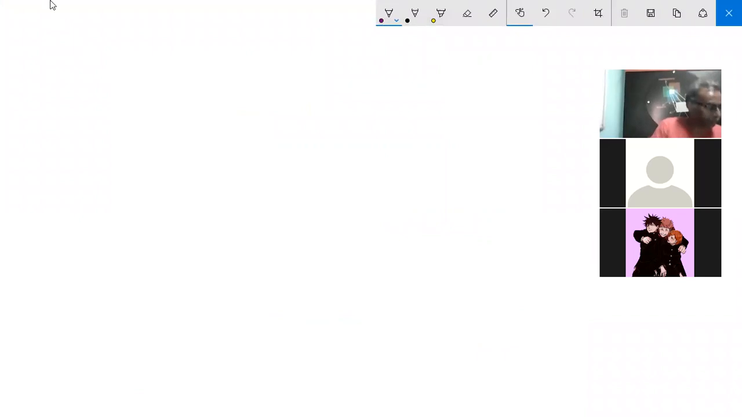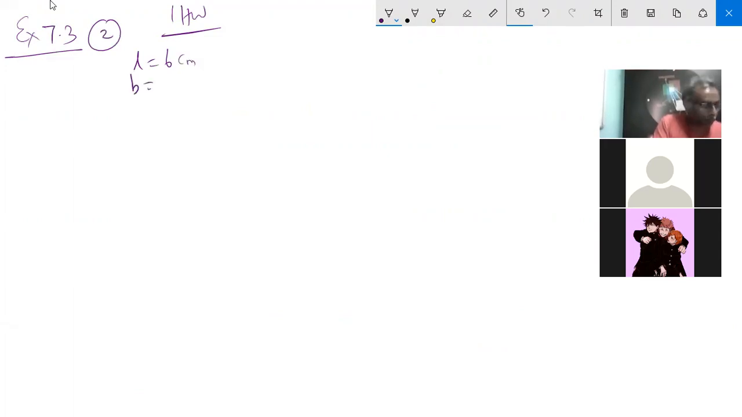Exercise 7.3. Second sum I'm doing. First sum is homework. Okay. Second sum. The dimensions of a matchbox: L is equal to 6 cm, B is equal to 3.5 cm, and H is equal to 2.5 cm. Find the volume of packets containing 12 such matchboxes.